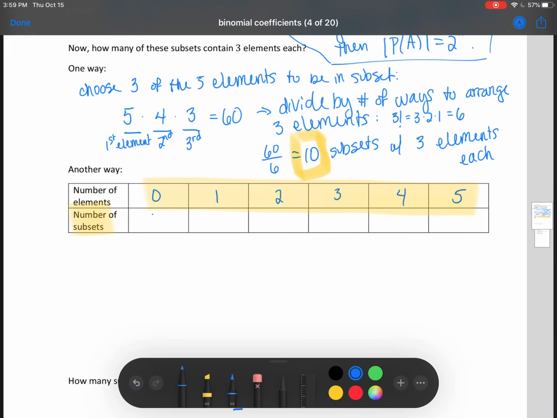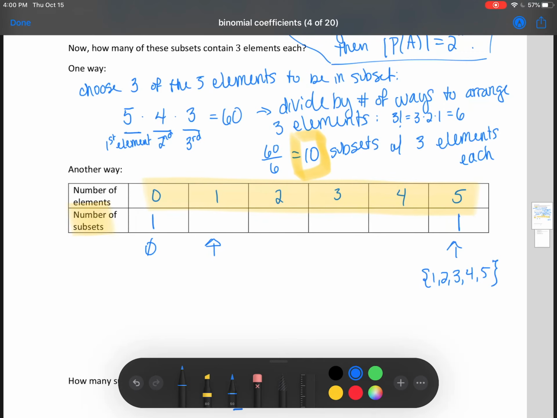Of course we know that there's only one subset that has 0 elements, and that's exactly the empty set. Likewise, there's only one subset which has all 5 elements, and that's actually the original set A itself. So we'll put a 1 there. The top row is the cardinality, the bottom row is how many subsets have that cardinality.